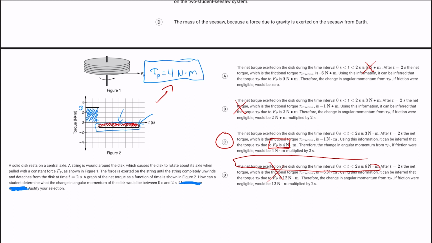Therefore, the change in angular momentum from the applied torque, if friction were negligible, would be 4 Newton meters multiplied by 2 seconds. That would give you the area underneath this curve, and that's correct. It's just, I think it's interesting that the answer choices here didn't really revolve around how to find momentum. There was more like, can you decide how much torque there actually was? It's a weird problem. And it's actually misleading suggesting that friction was negligible, because if friction was truly negligible during the first 2 seconds, then we would have had a net torque of 4 Newton meters. But that's not what the graph suggested, and neither did any of the answer choices truly suggest that. So let's go ahead and move on.